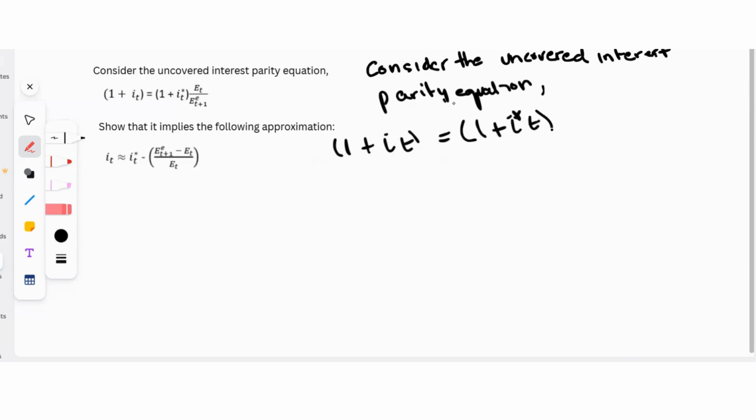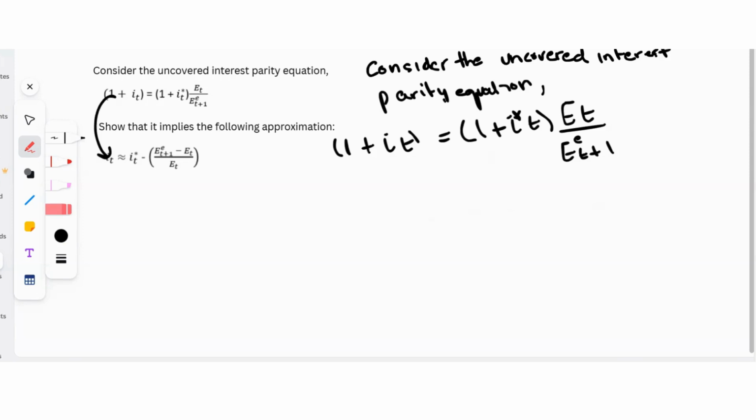times E_t divided by E_t+1. And here, remember i_t is the domestic interest rate, i*_t is the foreign interest rate, E_t is your nominal exchange rate, number of units of foreign currency per 1 unit of domestic currency, E_t+1 is your expected future exchange rate. So this is the uncovered interest parity equation in exact form, and we want to show how it implies this approximation.